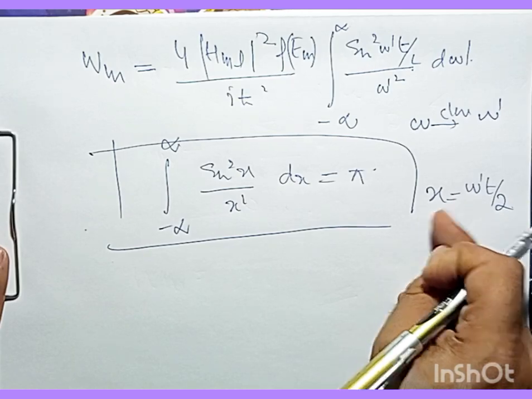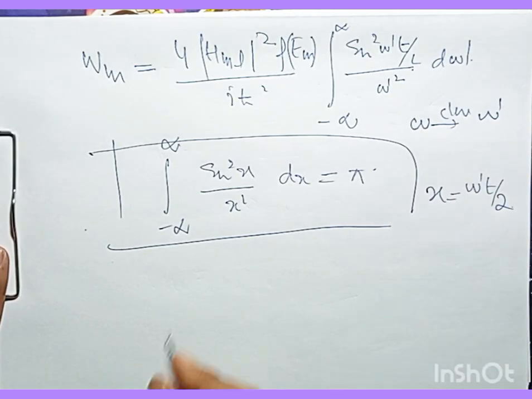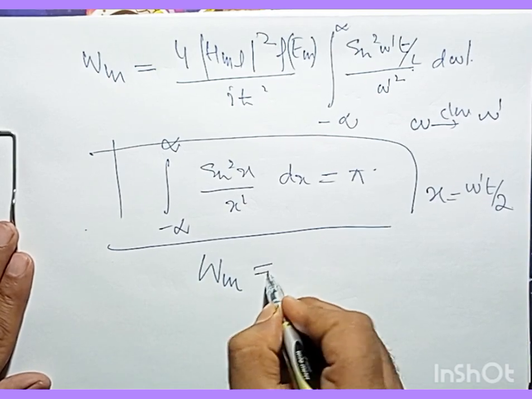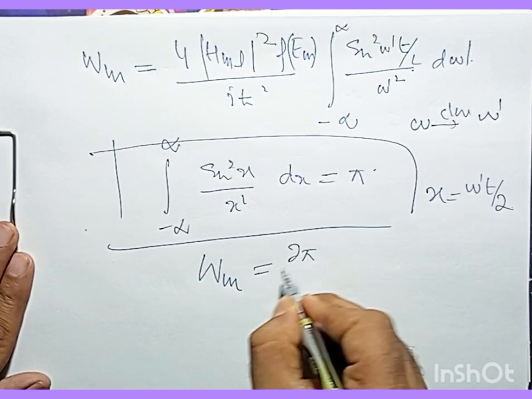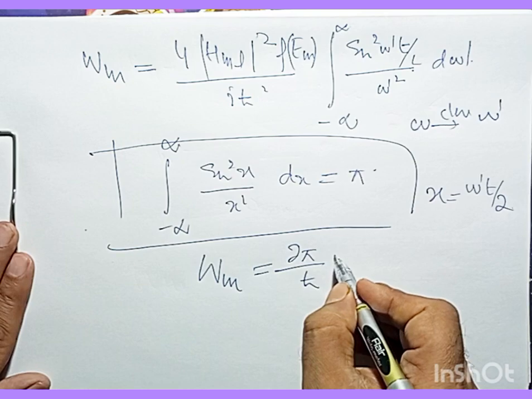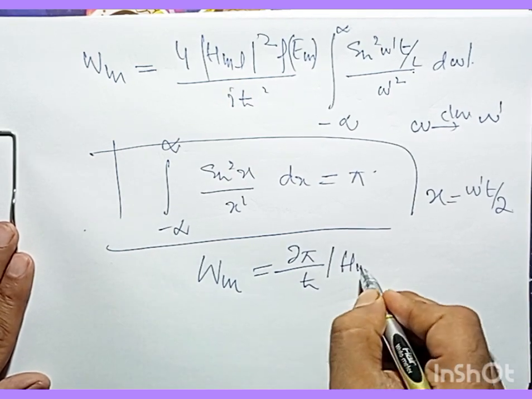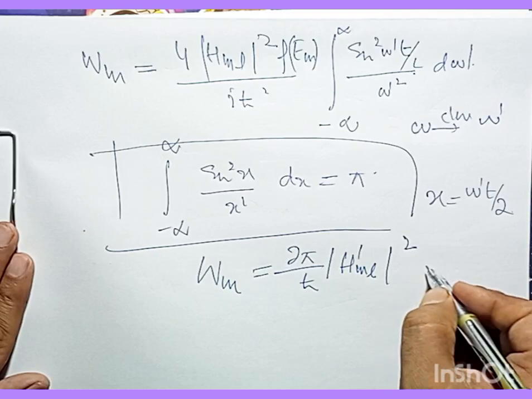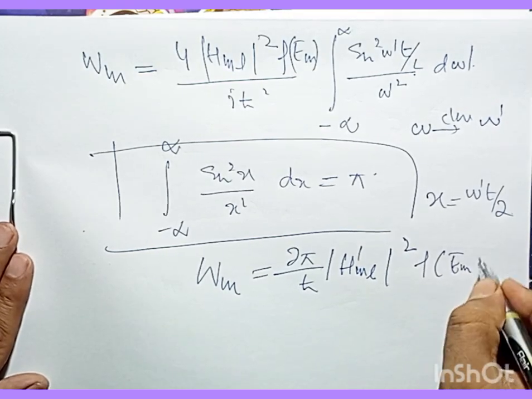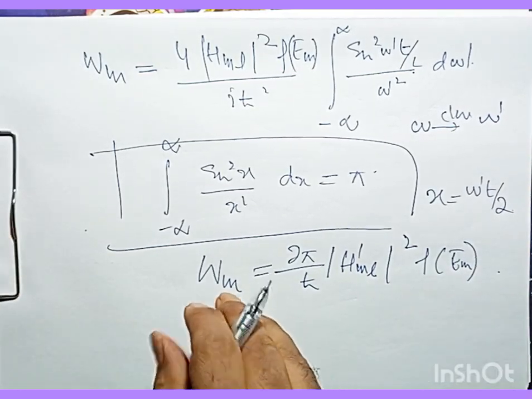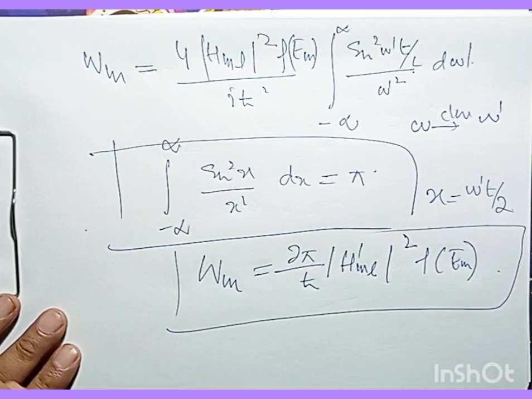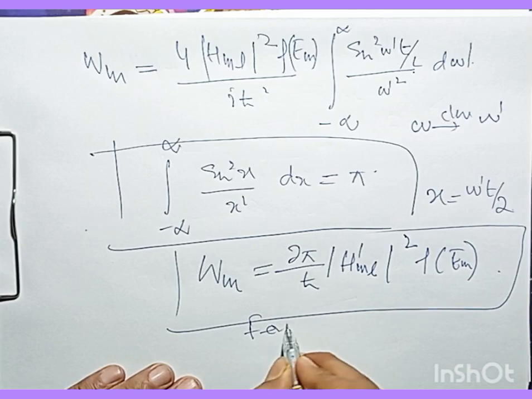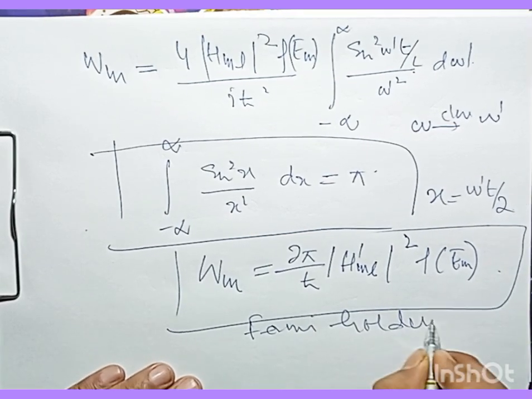So if we set x equal to omega dash t by 2, the transition probability Wm will be nearly equal to 2 pi by h cross, times the matrix element HML dash whole square, times rho E of m. Now, this formula that we have obtained here is called the Fermi golden rule.